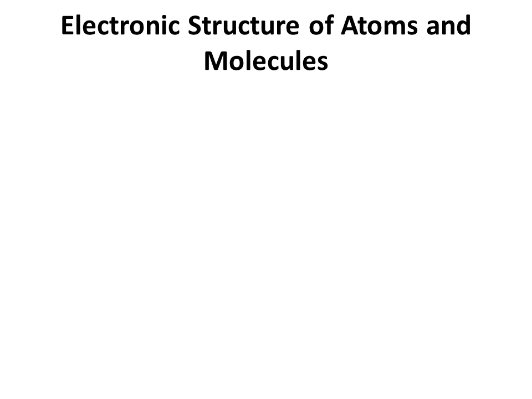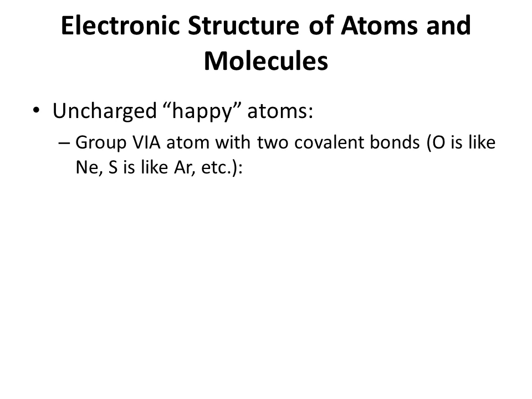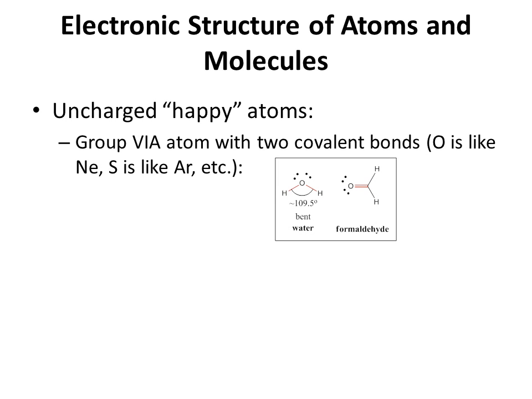Continuing with the uncharged happy atoms, we are now in group 6A, and those include elements like oxygen and sulfur, which form 2 covalent bonds. If you look at water, oxygen has 2 bonds and 2 lone pairs. The bond angle is about 109.5 degrees, and it's a bent structure. In formaldehyde, we have a double bond for oxygen and 2 lone pairs. Oxygen is only attached to one other atom, so again, there's no bond angle.